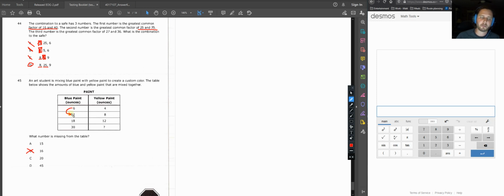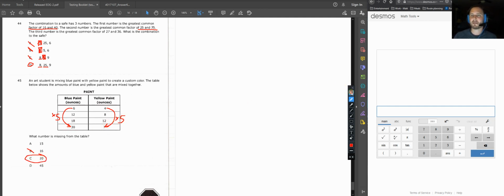For 6 to 12, we multiplied by 2. For 6 to 18, we multiplied by 3. For 6 to 30, we multiplied by 5. And then look at these. If I repeat that process, 6 times 2 was 12, 4 times 2 was 8. 6 times 3 was 18, 4 times 3 was 12. What you're really doing is simply repeating what is being done to the other side. So when I do 6 times 5 to get 30, I have to do 4 times 5 to get 20.